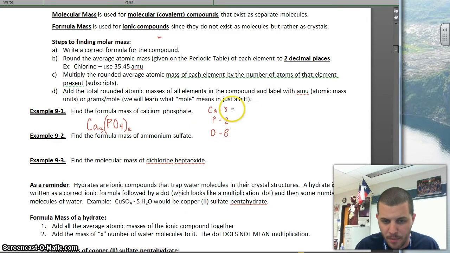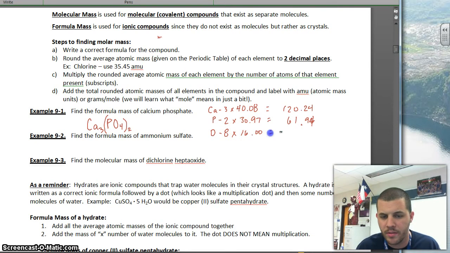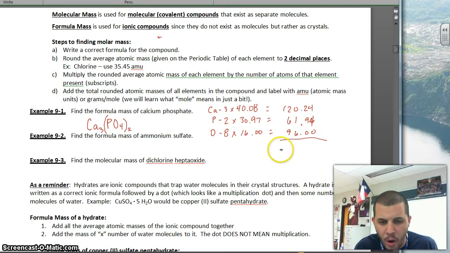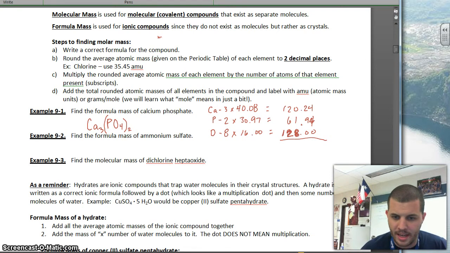So calcium was 40.08. And 3 times 40.08 is 120.24. Phosphorus was 30.97. So 2 times that is going to give us, let's see here, 61.96, is that right? Wait, no, 61.94, there we go. And oxygen was 16, 8 times 16, I believe that's 128. And lastly, we're just going to add all of these things up.